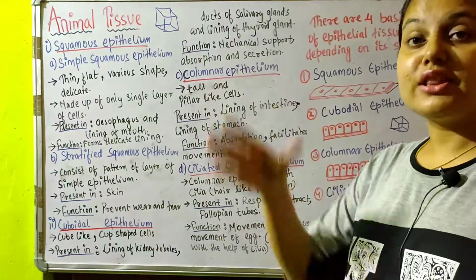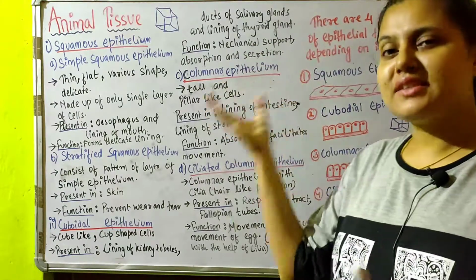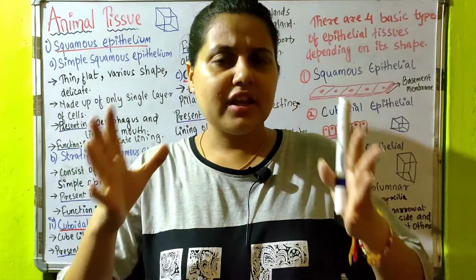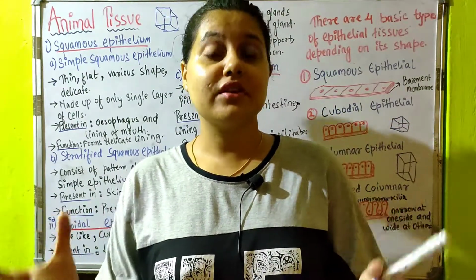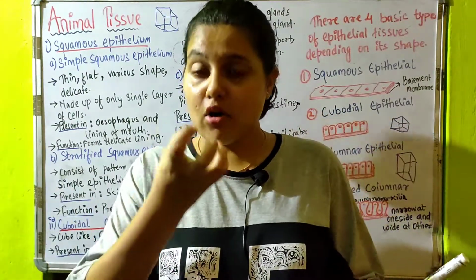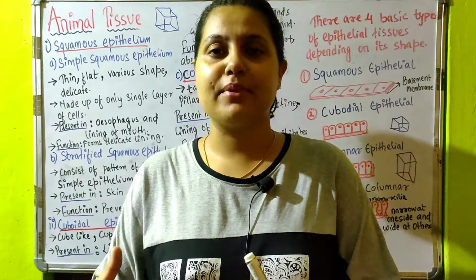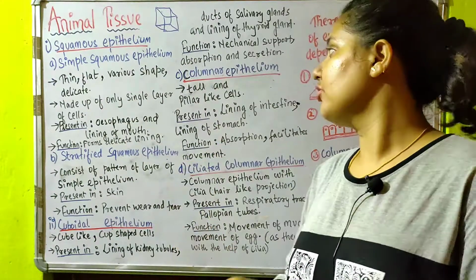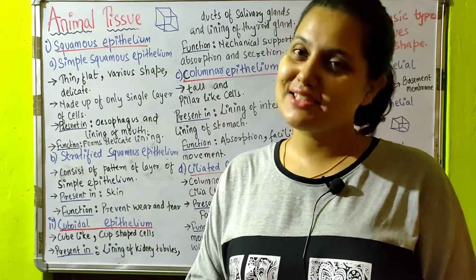Coming to the function, they provide mechanical support, absorption, and secretion. It is obvious that if they are present in the lining of the kidney tubules, then what is the function of the kidney? It absorbs also, it secretes also, right? That means it is helping in absorption and secretion, and along with that it is also providing mechanical support.